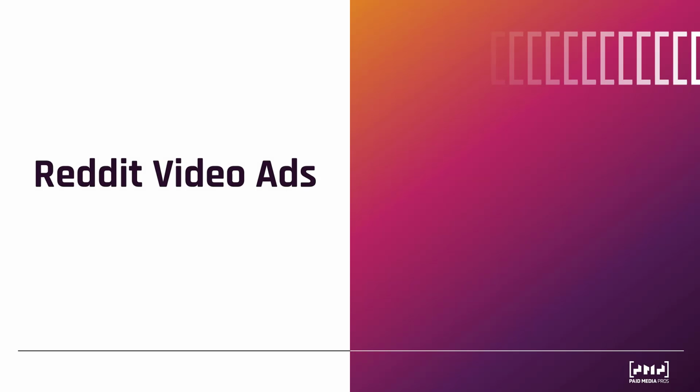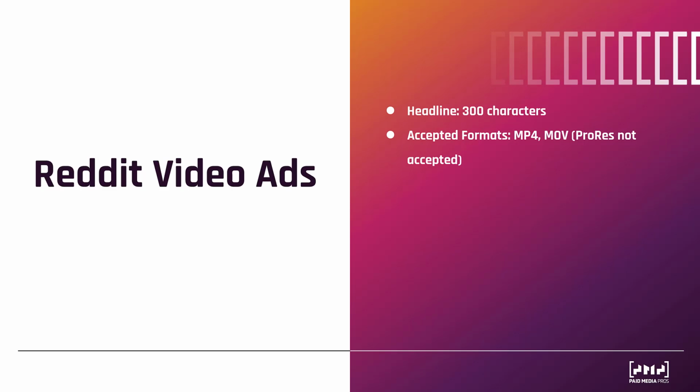The third ad format that we're going to talk about will be Reddit's video ads. This is going to be a common theme here, 300 characters for the headline. For the accepted formats, you get MP4s or .movs. The file size for the video must be 1 gigabyte or less. Next, Reddit recommends 4 ad ratios. Now, it doesn't say mandatory, just recommended.